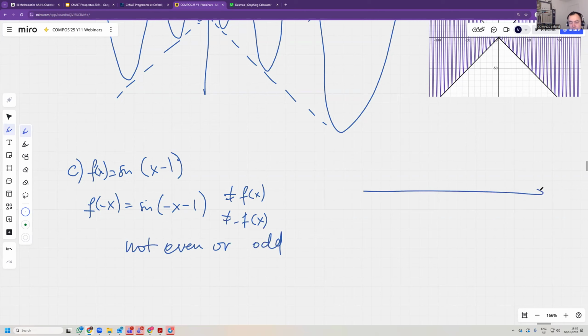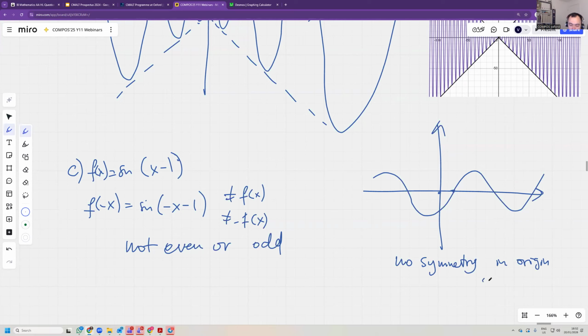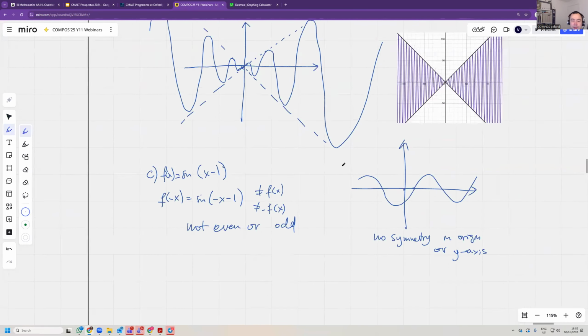And if you sketch the graph, it's just a sine graph shifted by 1 to the right. So just like this. So there's no symmetry, either in the origin or the y-axis. Ah, yeah. Next one.